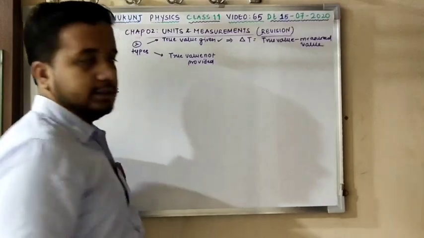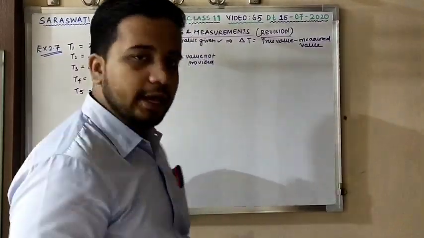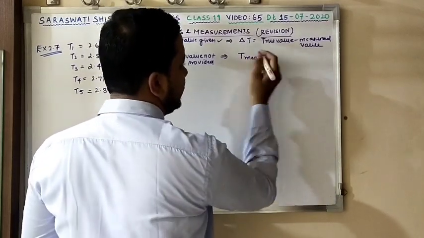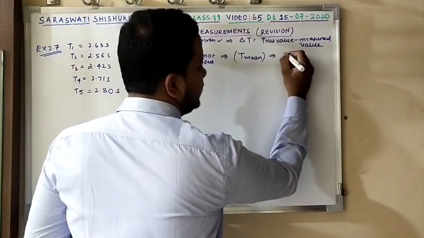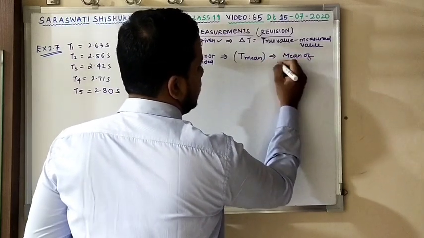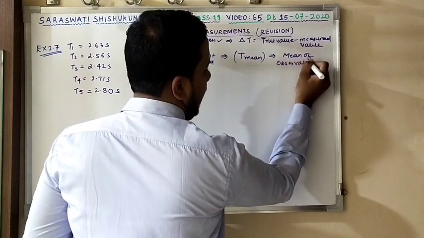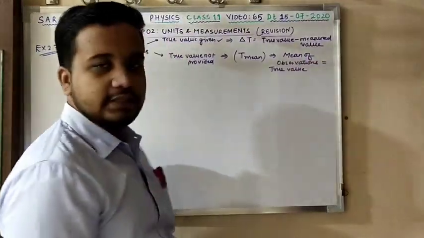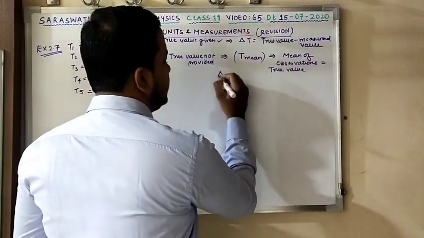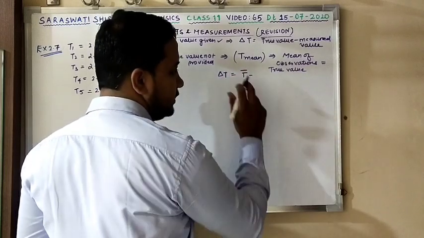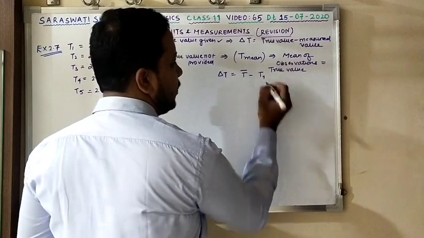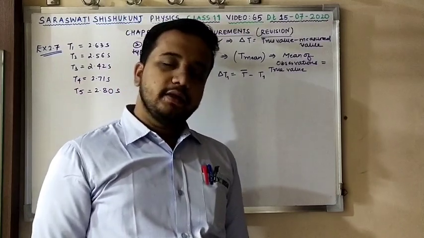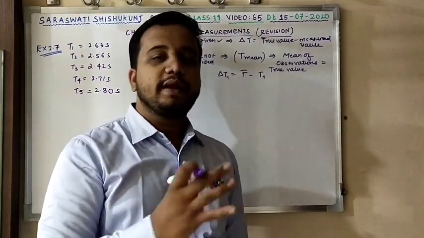Till this clear? But if the true value is not provided, then what to do? If the true value is not provided to you, then you need to take the mean of the observations, and I will consider that to be my true value. Again, here delta t, instead of the true value you can write t bar, the mean, which is considered to be the true value, and your measured reading, that is T1, if you are calculating the absolute error for the first one. Remember, absolute error is nothing but true value minus measured value.